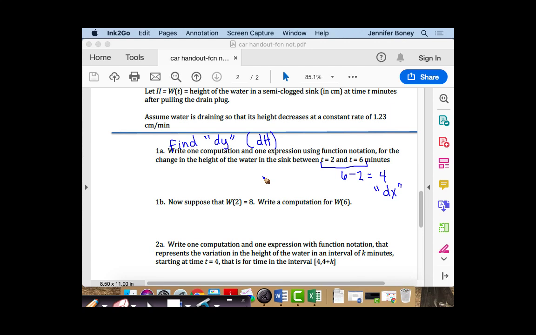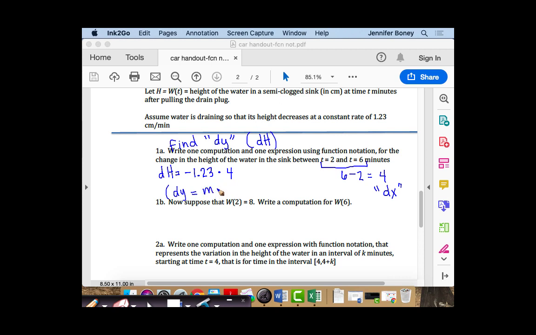What computation do I end up writing in order to compute the value of dh? All right, negative 1.23, that's our rate of change that's constant throughout this situation, this m value times 4, dx. So dy or dh, to use the letters of the exact problem, is negative 1.23 times 4. This is finding a change in the dependent variable, or how much the dependent variable's value has varied over a period of, in this case, 4 minutes of time.